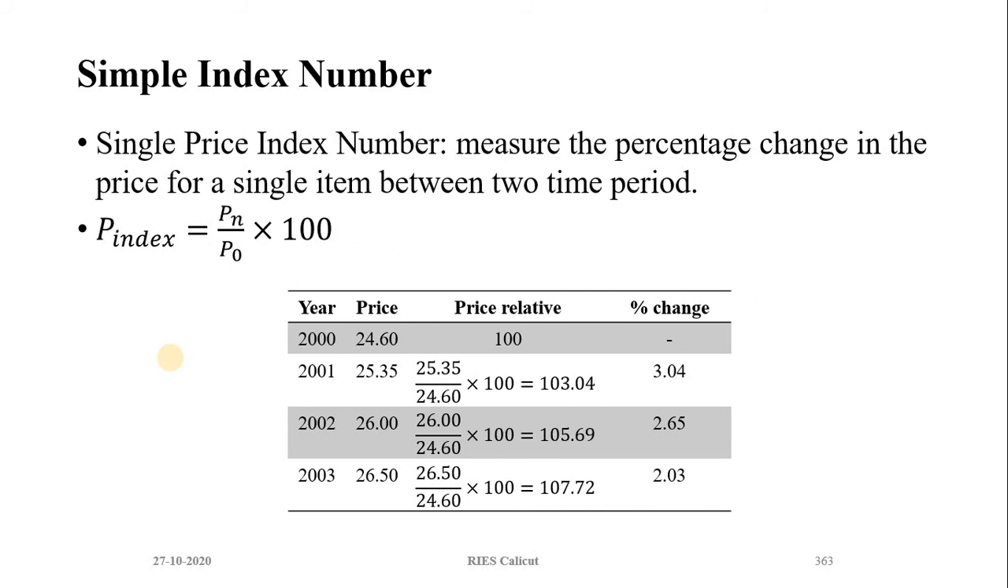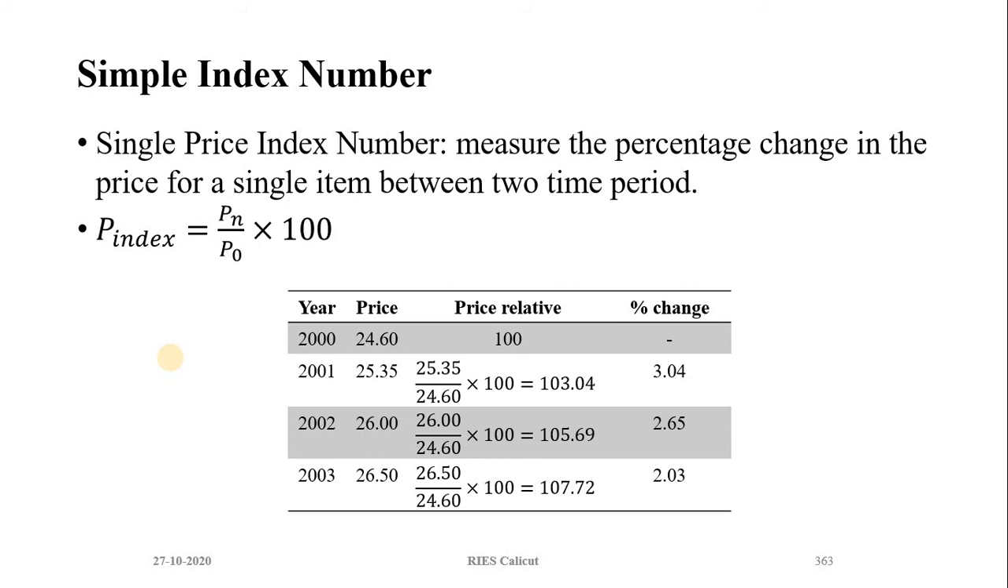Single price index number measures, as the name indicates, percentage changes in the price of a single item between two time periods. Okay, so single price index number, as the name indicates, is comparing the prices, because it is a single price index, and it is comparing only the prices of a single commodity.